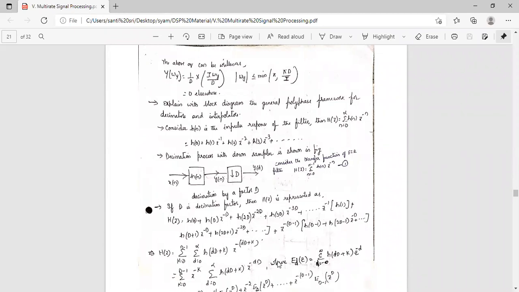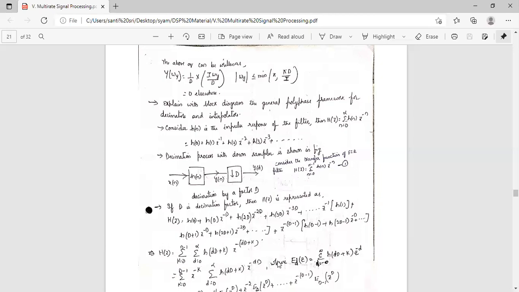Consider h of n is the impulse response of the filter. So its z transform, H of z, is equal to sigma n equal to 0 to infinity h of n into z power minus n. So that it will become h of 0 plus h of 1 into z power minus 1 plus h of 2 into z power minus 2 plus h of 3 into z power minus 3, like that. That is h of n into z power minus n, right?